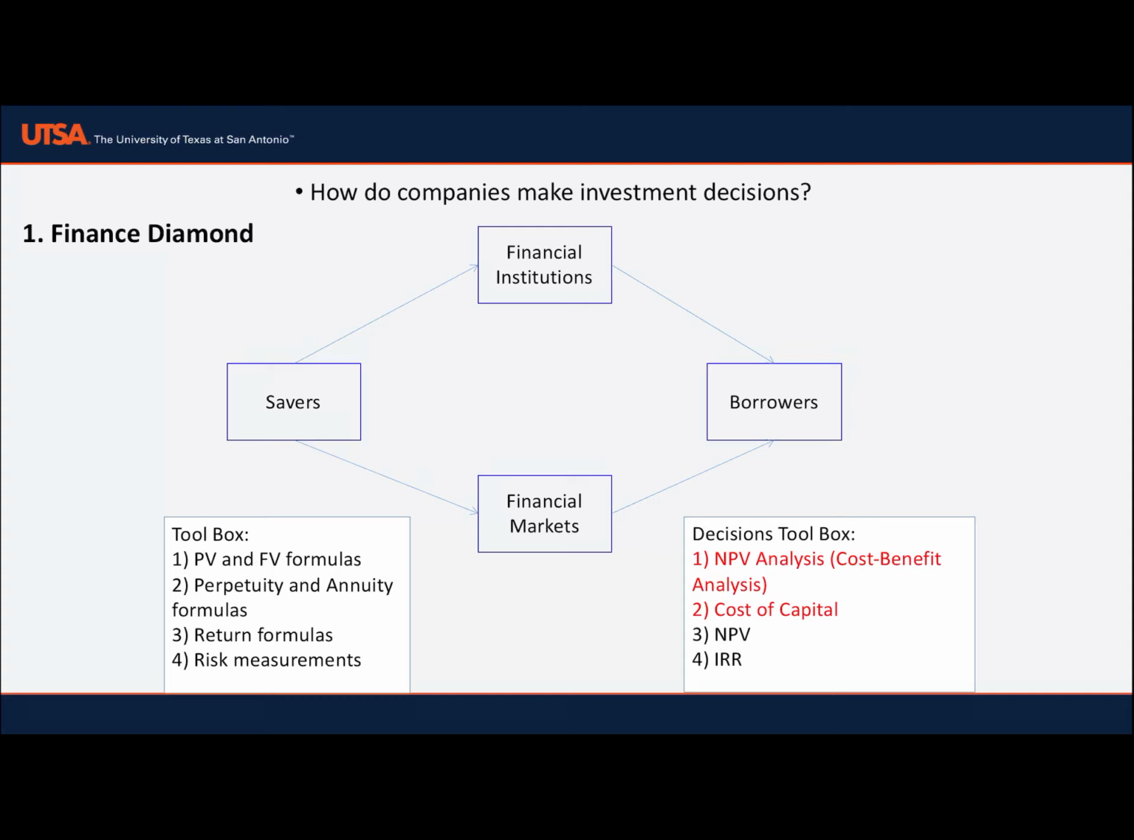As you remember, we have the finance diamond: savers, borrowers, indirect and direct transfer of funds, financial institutions, and financial markets. We will look at the toolbox: present value, future value formulas, perpetuity, annuity formulas, return formulas, risk measurement. And now we will concentrate on the decision toolbox, which is net present value analysis, cost of capital, net present value, and IRR.